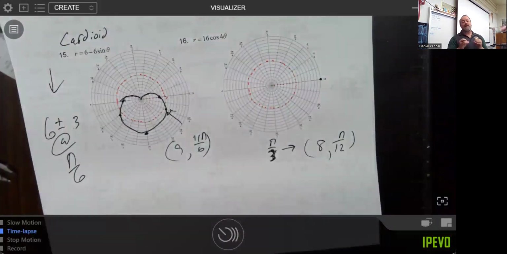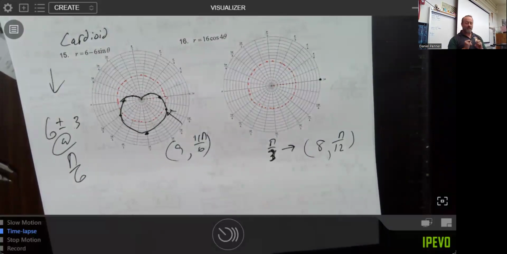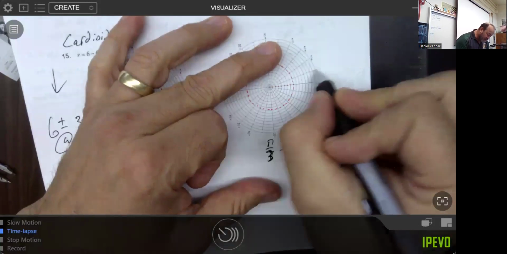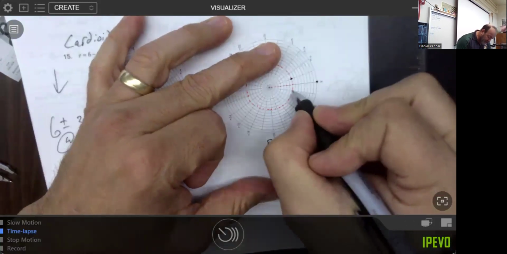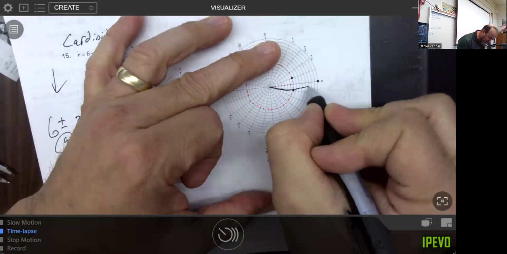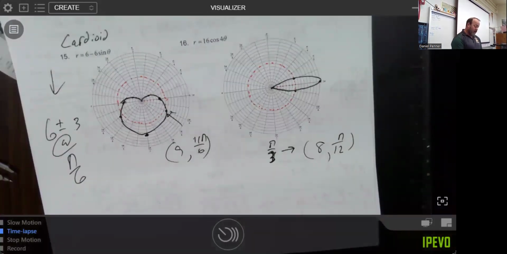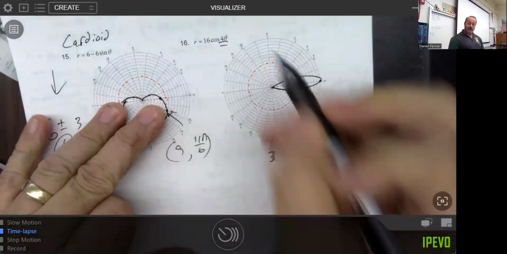And I picked all these numbers very meticulously so I wouldn't have to work quite so hard. So I know at the angle pi over 12, its radius is 8. And so that's what the first petal looks like. And as it turns out, I know there are a total of 8 petals.